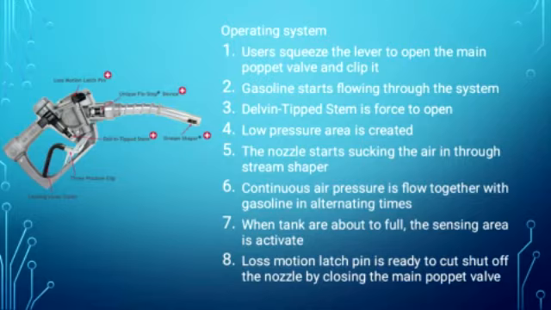For the operating system, there are 8 operating steps in fuel nozzle. First, users squeeze the lever and open the main poppet valve and clip it. Second, gasoline starts flowing through the system. Third, delivery tip stem is forced to open. Fourth, low pressure area is created.